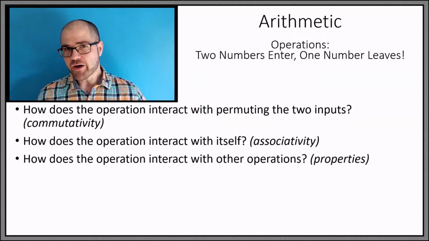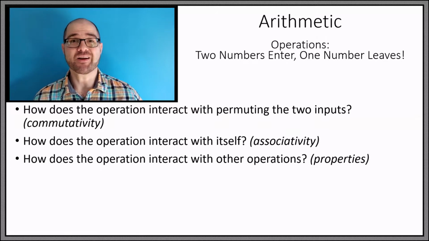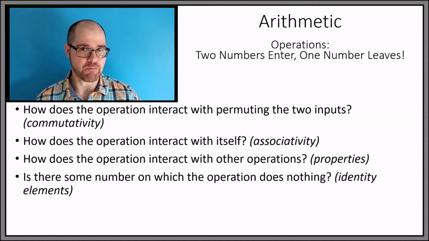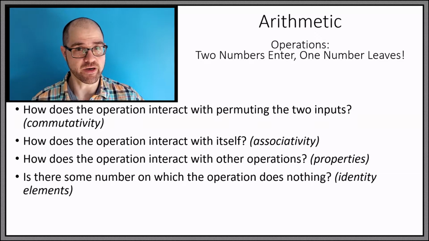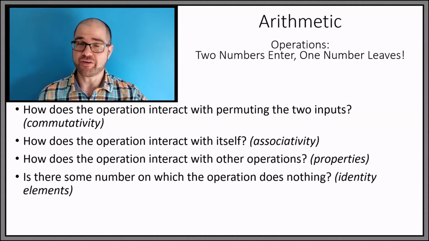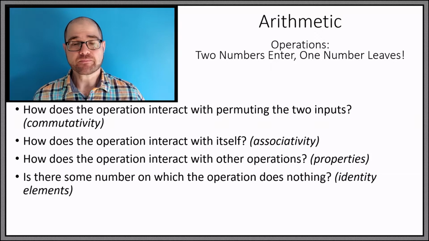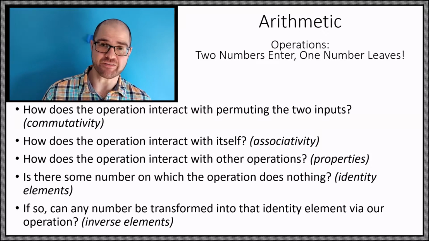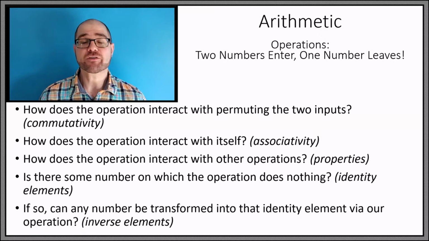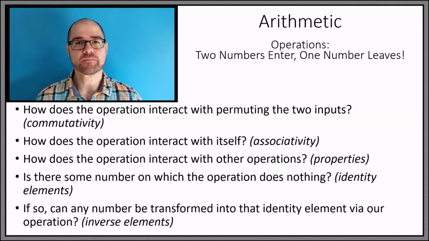If we've already got other operations floating around, we can investigate how our new operation interacts with the old ones. Maybe the operation has a special buddy number that lets you ignore the operation. Some special number where the operation sees that number and says, never mind, just do nothing. Those are called identity elements. And if identity elements exist, can you transform any number you want into the identity element? That's called inverting your operation through the use of inverse elements.